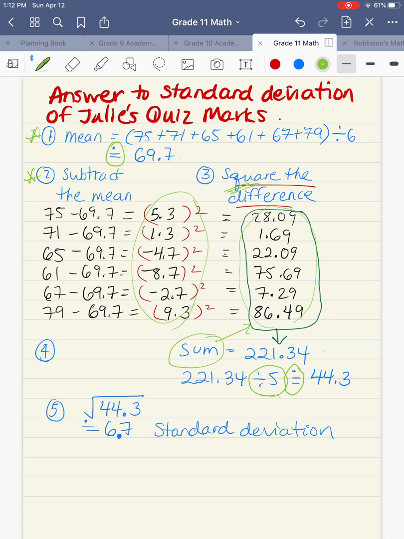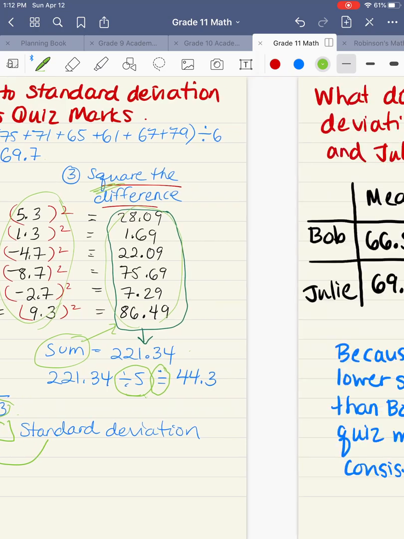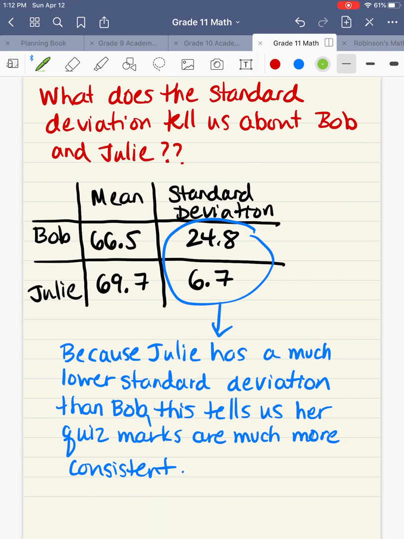And step 5, we need to take the square root of 44.3, the square root of our answer from step 4, to find our standard deviation. So our standard deviation here is 6.7. Okay, so now we have an answer for Bob. We have an answer for Julie. And let's just compare those.